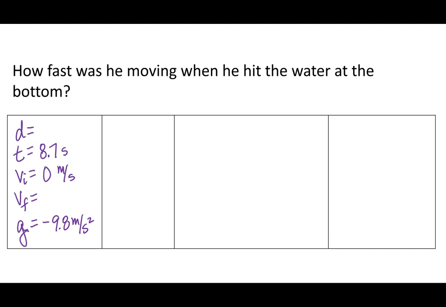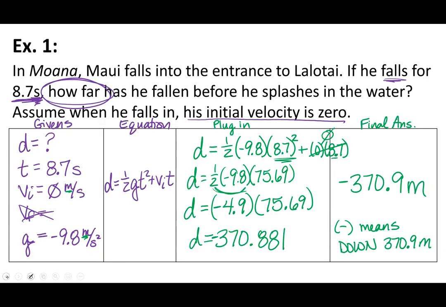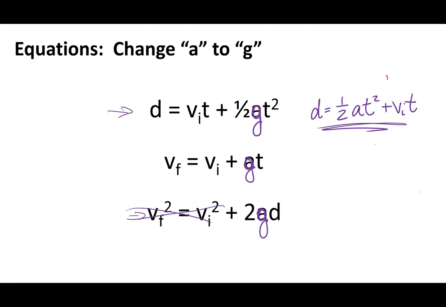Well, since this is part 2, we do actually have the displacement now. We have negative 370.9 meters. The only one we don't know now is VF. Since there's not one that's crossed out, what this means is I can go to this list and pick either one of these that has a VF in it. On the equation sheet, this one is VF equals AT plus VI. And then the VF for this one is the same.